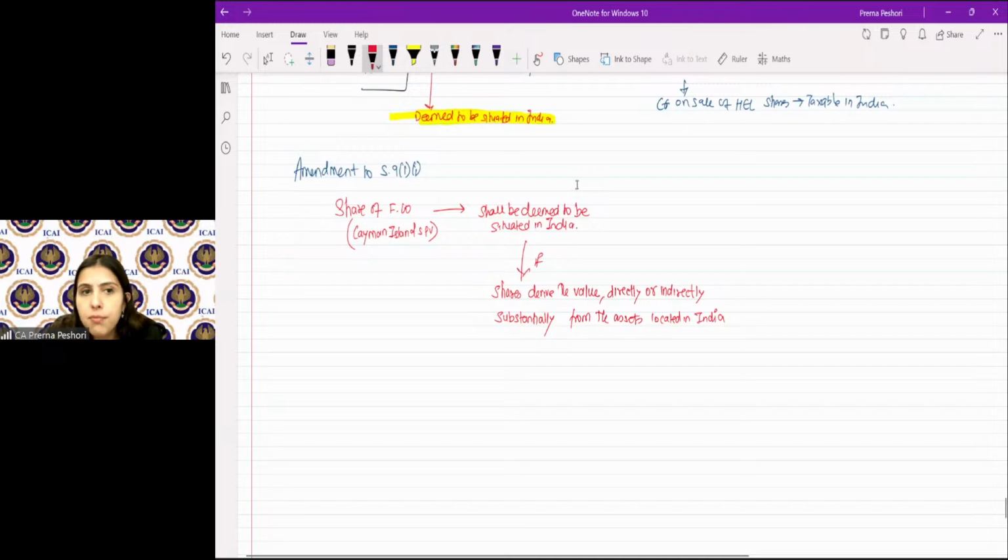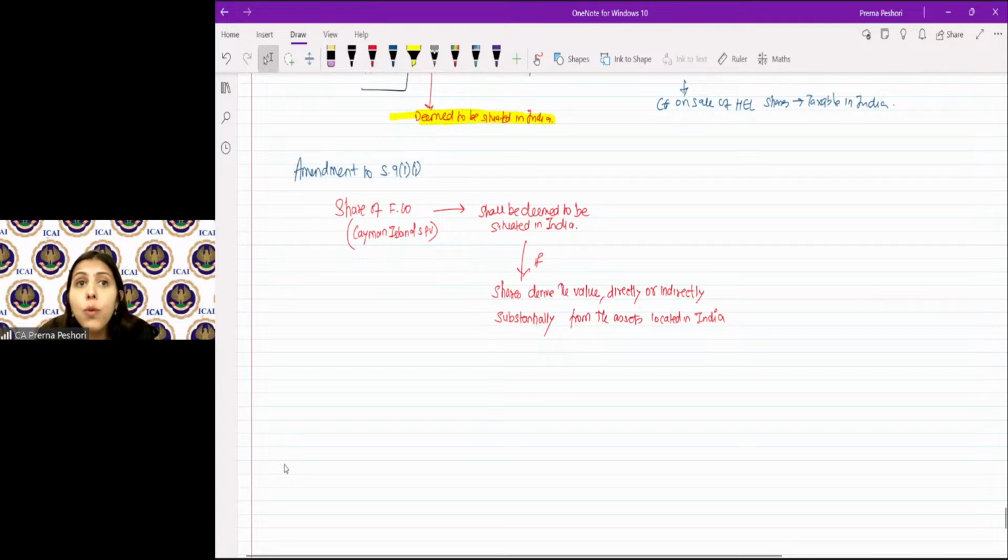Are we getting this particular point? So, the shares of the foreign company, if they derive the value substantially from the assets located in India, then in that particular case, the share of the SPV will be deemed to be situated in India. So this is what the amendment was carried out. So share of the foreign company shall be deemed to be situated in India if the shares derive the value directly or indirectly substantially from the assets located in India.